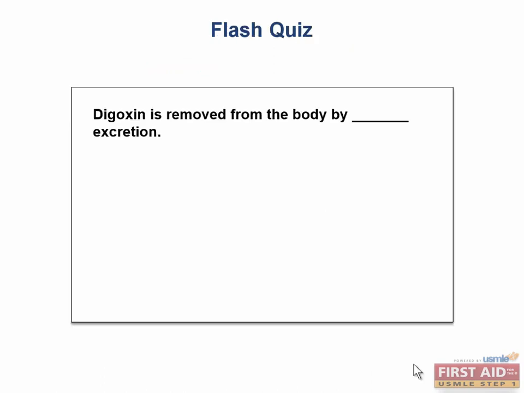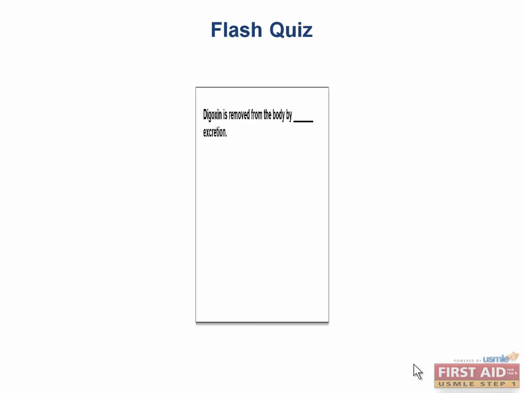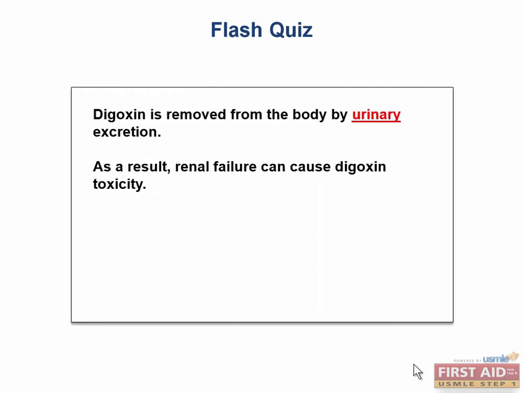And here we go with a flash quiz. Digoxin is removed from the body by blank excretion. We just did this. This is high yield. People actually take digoxin. People have renal dysfunction. Yes, it's removed from the body by urinary excretion. This is why you have to be very, very careful with someone that has an elevated creatinine because they cannot clear digoxin with the same ability that someone with normal renal function can. Super high yield. You have to know this.